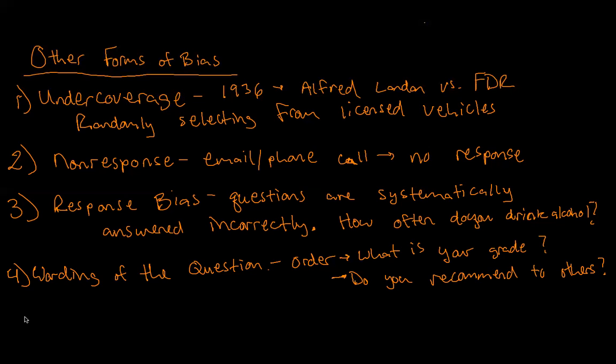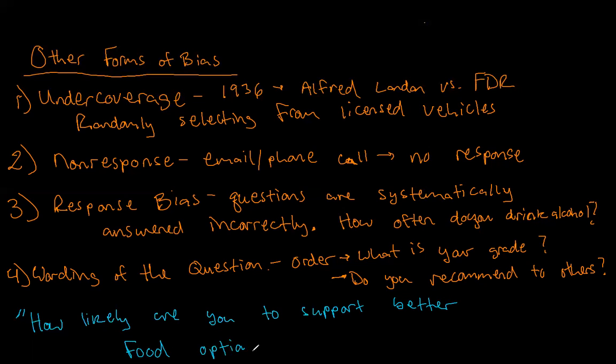The other way that wording of the question works is that it leads you into answering a certain way. Maybe you're concerned about the food choices at PV, and you set up a survey, and you randomly select based off of a stratified sample. Eventually you get to the question: how likely are you to support better food options in the cafeteria? When you see this, it's very clearly going to lead to bias. You're probably going to say, yeah, definitely, let's get some better food.